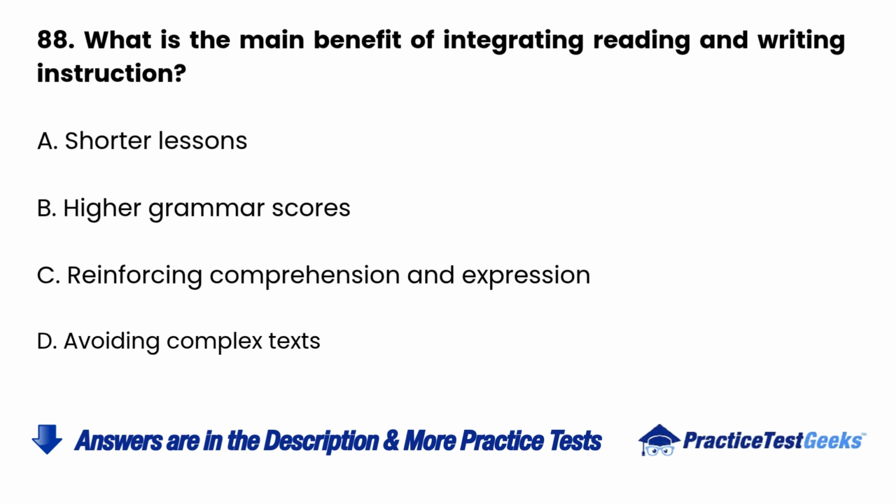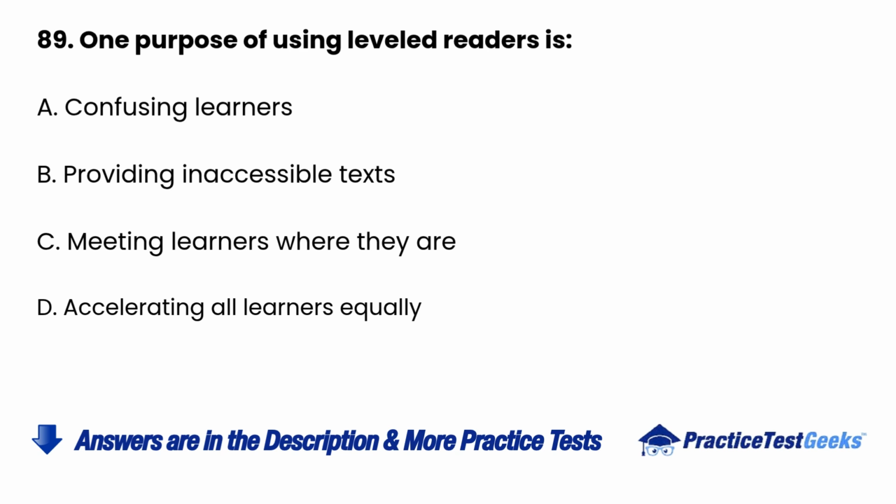88. What is the main benefit of integrating reading and writing instruction? A. Shorter lessons. B. Higher grammar scores. C. Reinforcing comprehension and expression. D. Avoiding complex texts.